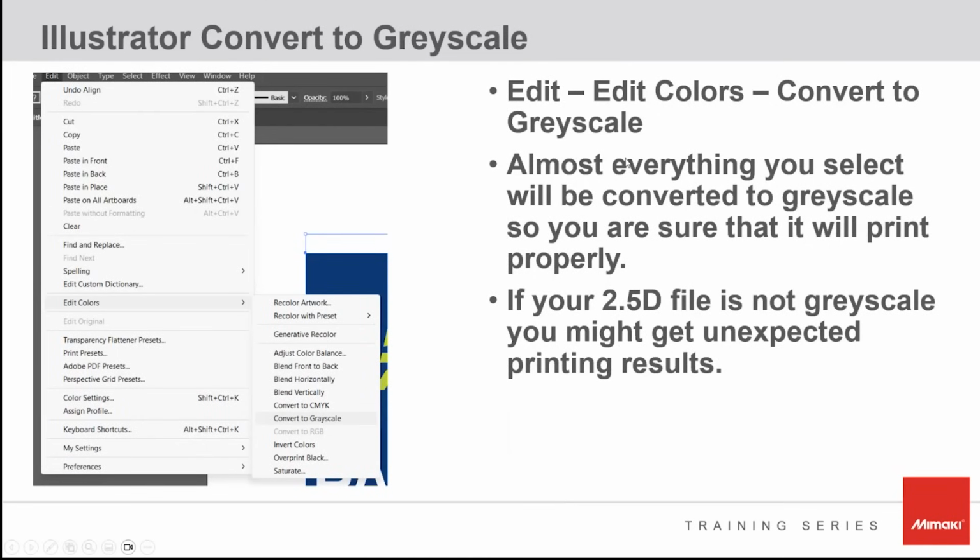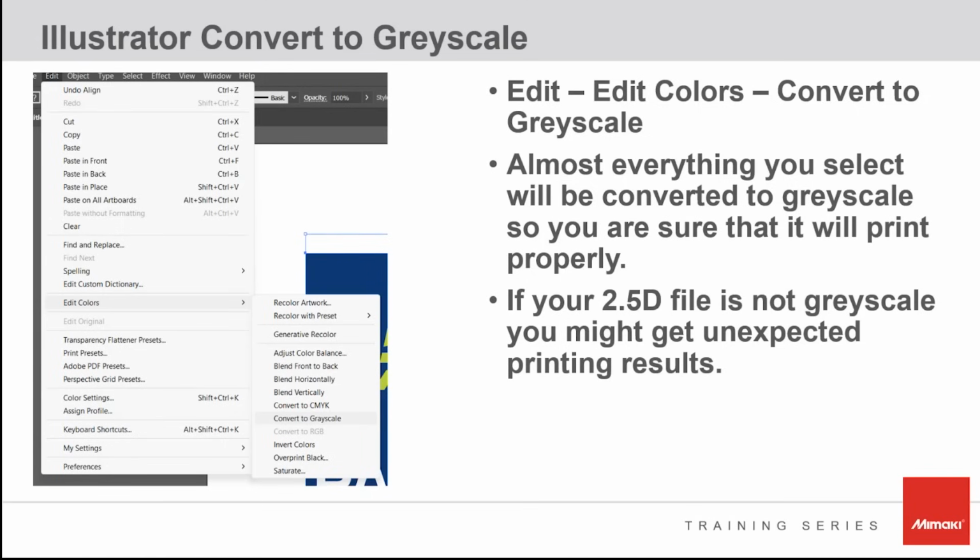Another trick, I'll show you guys a little bit more in Illustrator later: if you didn't know, you can easily convert stuff in Illustrator to grayscale. You can go to Edit, then Edit Colors, and convert to grayscale, and then you can ensure that your artwork is in grayscale. Almost everything that you select will be converted to grayscale, so you're sure that it'll be done properly.